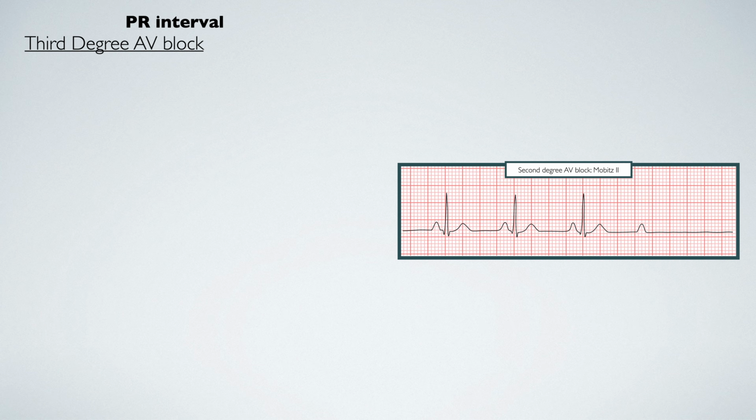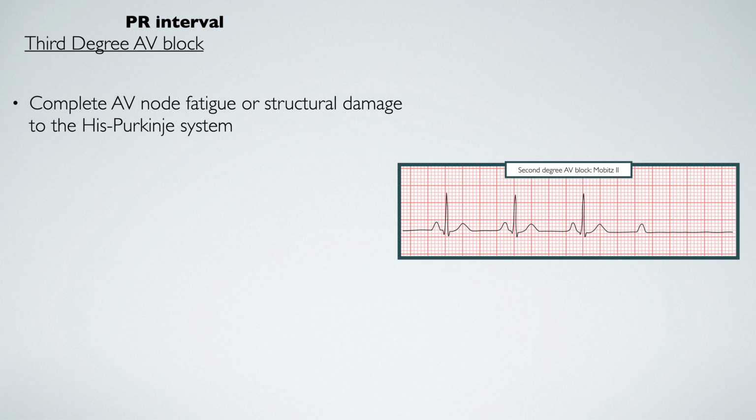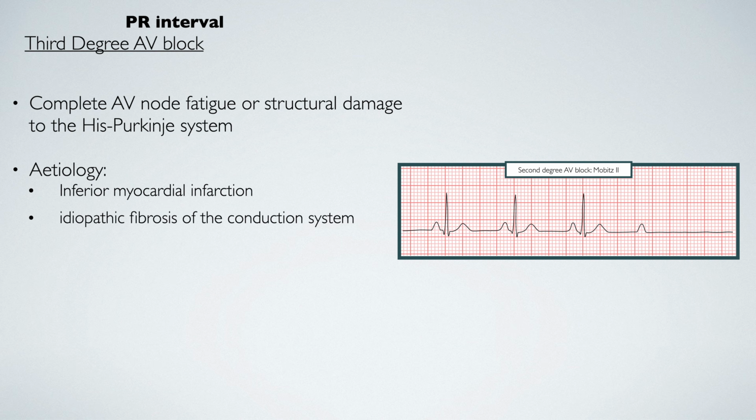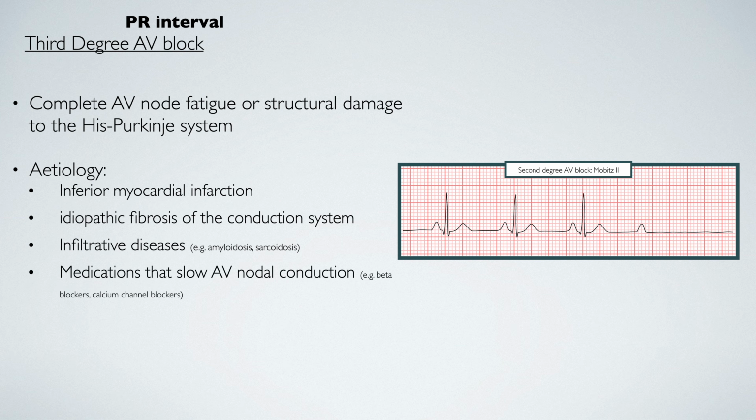Third-degree heart block is caused by complete AV node fatigue or defect in the His-Purkinje system. It is caused by inferior myocardial infarction, fibrosis of the conduction pathways, infiltrative diseases, medications that block AV node conduction, and congenital heart disease. Third-degree heart block often requires implantation of a pacemaker device, particularly if the heart rate is generally below 40 beats per minute, as this can lead to syncope.